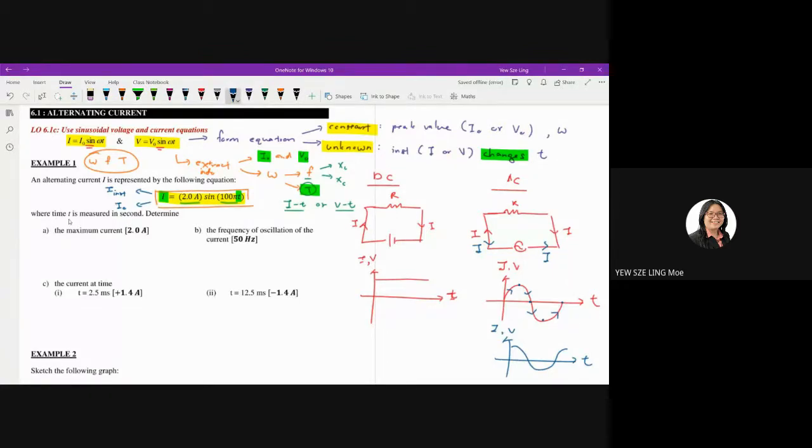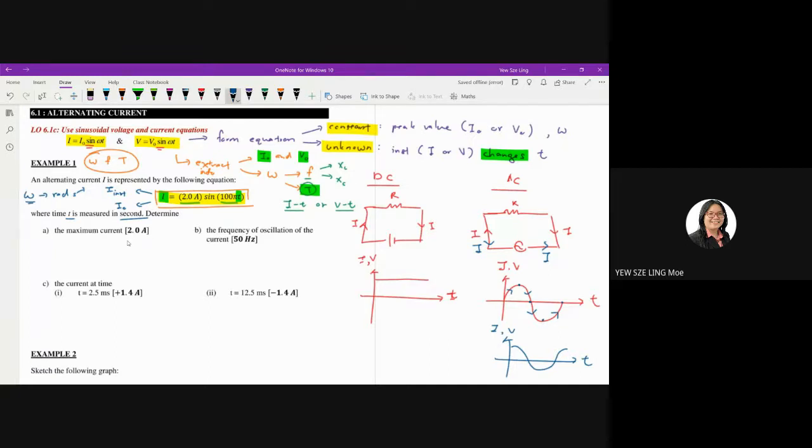Now, why is it important to know what the unit for time is? Because it will tell you the unit of omega. If time is in seconds, then the unit for omega would be radian per second. If time is in minutes, then the unit for omega would be radian per minute, right? So it is important to check the unit for time, to see whether it is in seconds, milliseconds, or minutes, so that you can know what the unit for omega is.